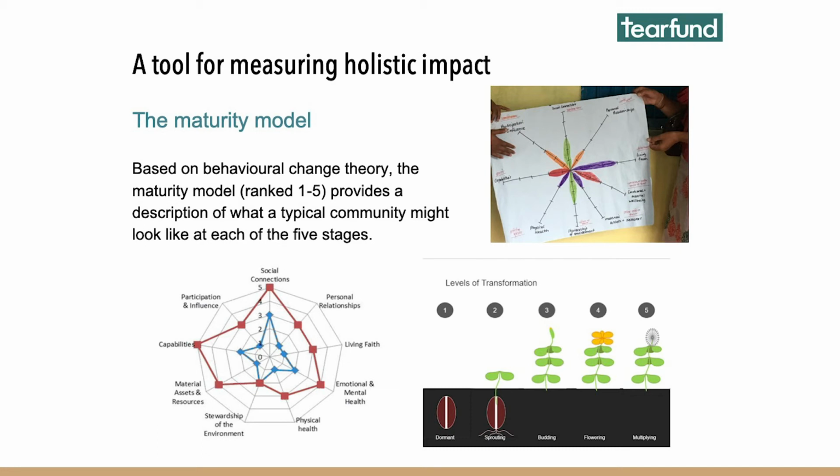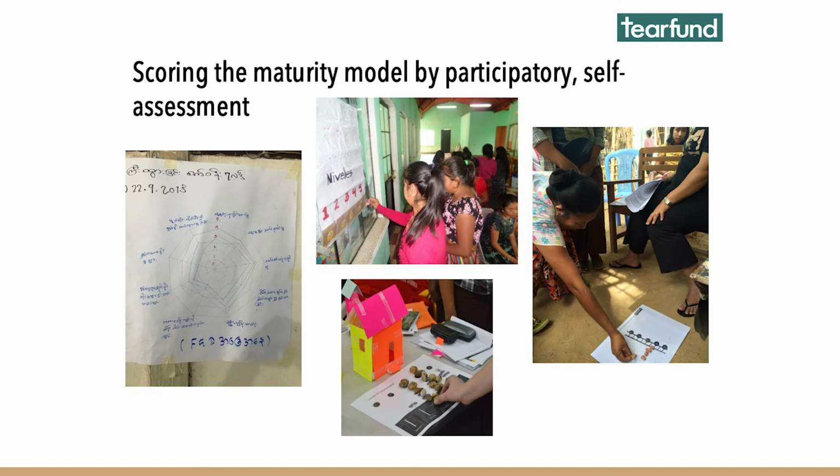And if we can just go to the next slide, you'll see that the maturity model is scored primarily through focus group discussion with the communities. So it's a very participatory model. And we work with our staff around the world and partners to try and contextualize the way in which communities score. So using the flower diagram, or, you can see on the left there, a matrix diagram, or scoring with stones on a ladder. So it is a very flexible tool that can be used in different ways depending on the context.